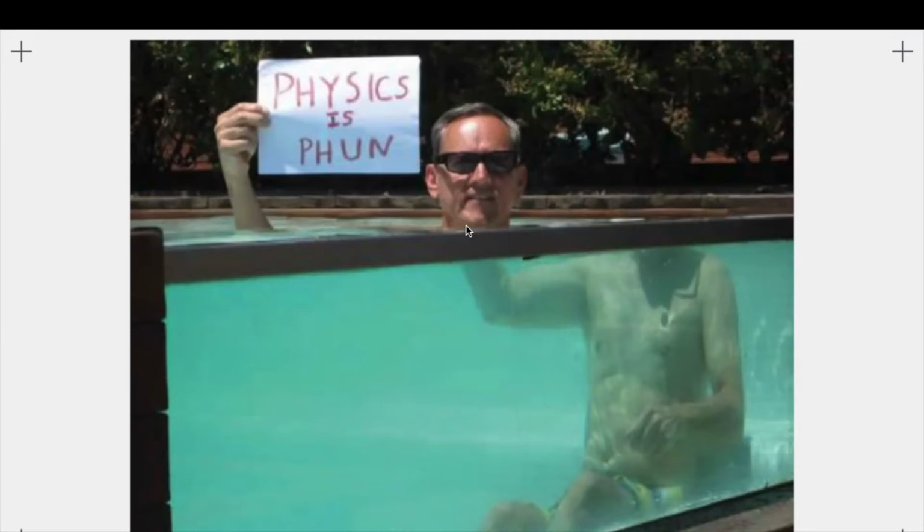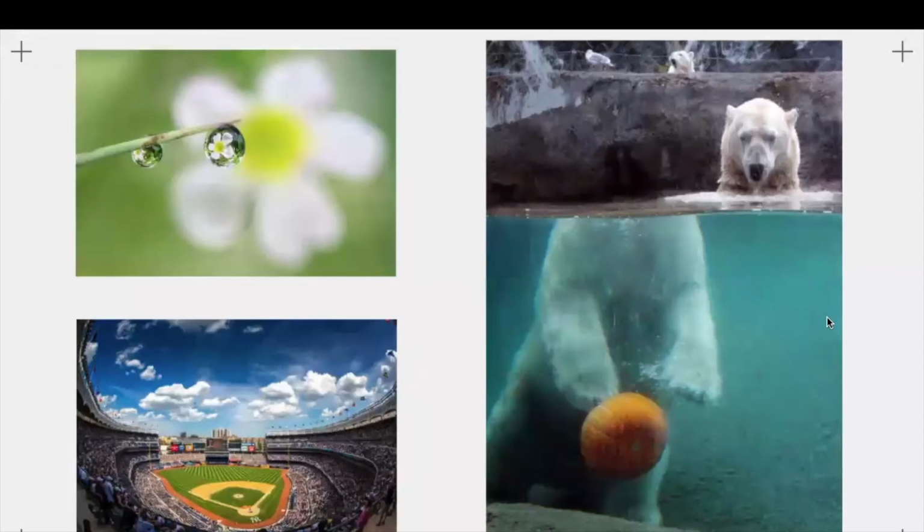Refraction means that light, as it travels through different media, takes different paths. So actually, this person's body is right below his head, but it looks like it's shifted off to the side because of how light bends when it goes through water. So, refraction. These are all examples of refraction.